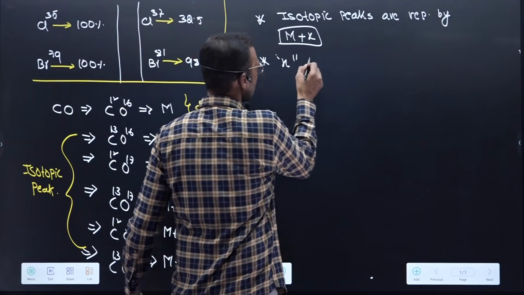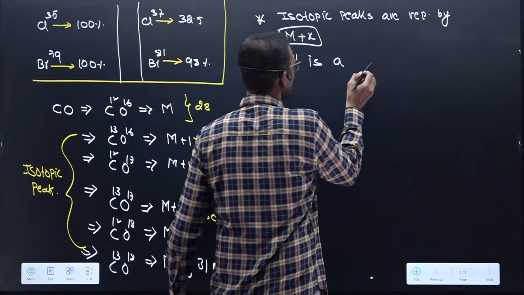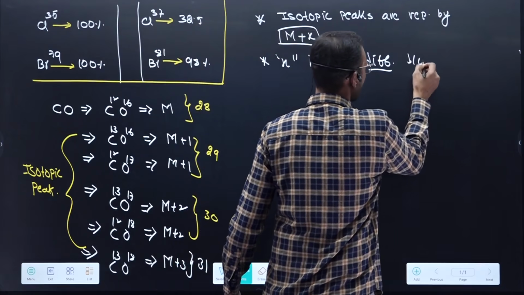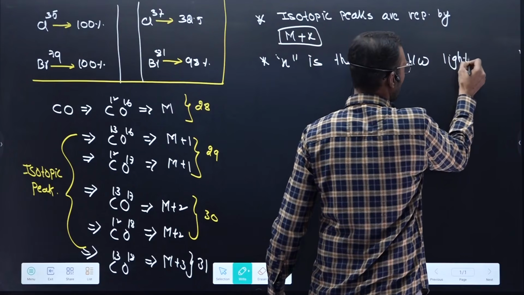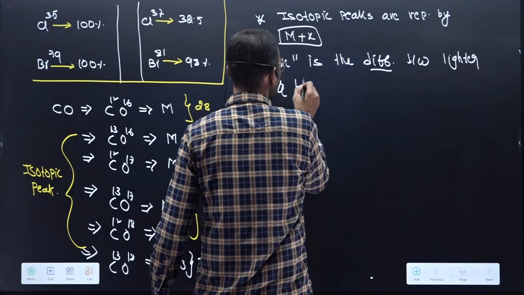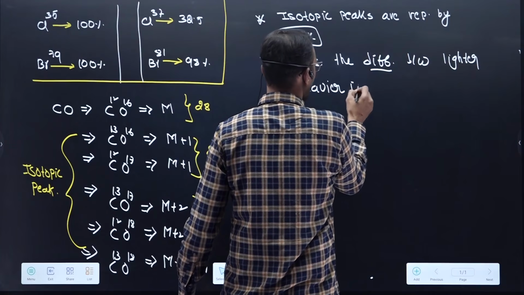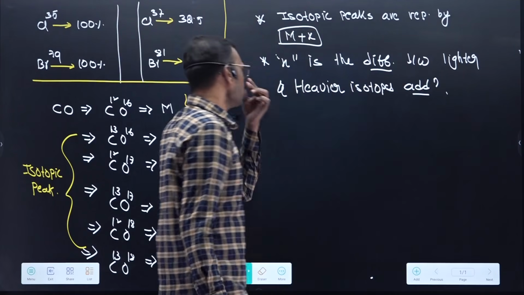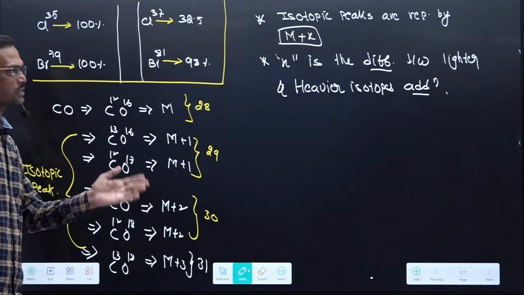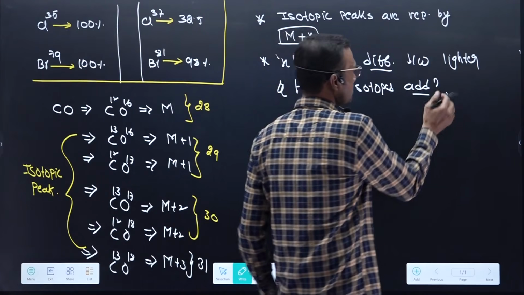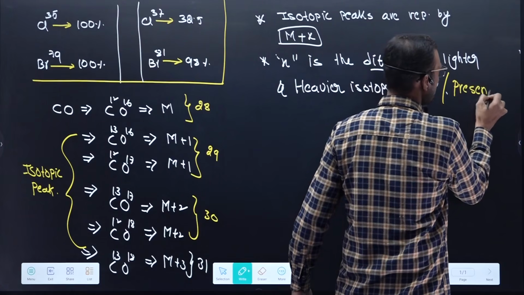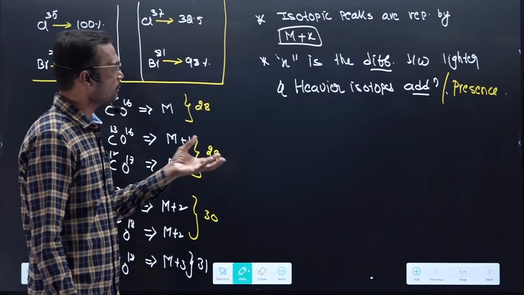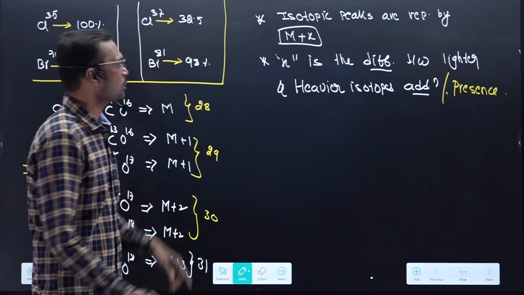So here x is the difference between lighter and heavier isotopes. If lighter and heavier isotopes are added in a given sample, the presence of the lighter isotope or heavier isotope changes that value. The M plus 1 peak, M plus 2 peak, M plus 3 peak mean isotopic peaks only.